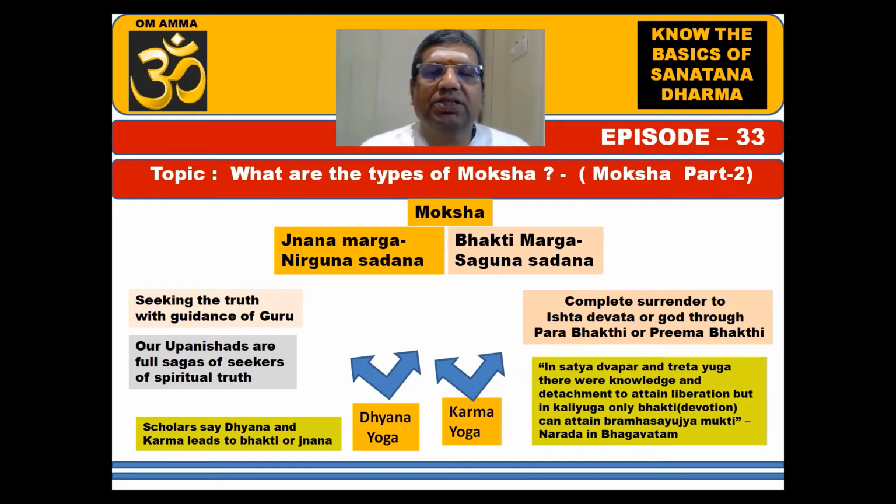Now, dear friends, in this episode, before we get into the types of mokshas, we will discuss the popular ways mostly accepted by various scholars. There are scholars who have various interpretations, but still these are the popular general views for moksha. We have two margas. One is Jnana Marga, another is Bhakti Marga. Jnana Marga means Nirguna Sadhana, Bhakti Marga means Saguna Sadhana, which we discussed in the last episode.